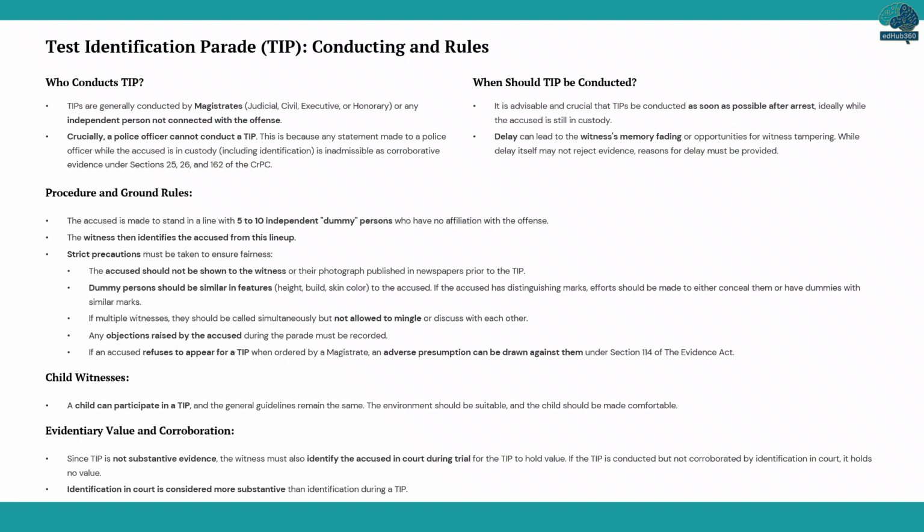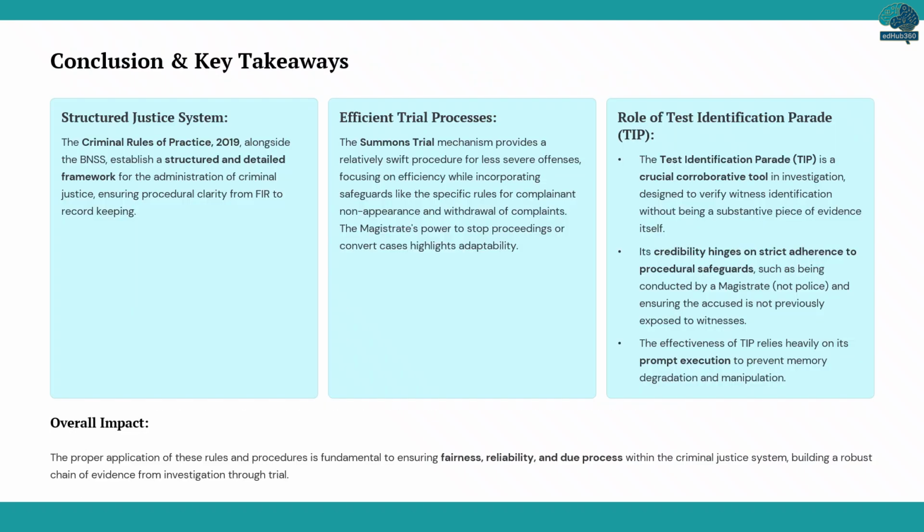In conclusion, the Criminal Rules of Practice, 2019, together with the BNSS, create a robust and detailed framework for criminal justice, ensuring clarity from the initial FIR to final record keeping. The summons trial offers an efficient process for less severe offenses, with built-in safeguards for fairness and adaptability. And the test identification parade serves as a vital corroborative tool for verifying witness identification, emphasizing the need for strict procedural adherence and prompt execution.